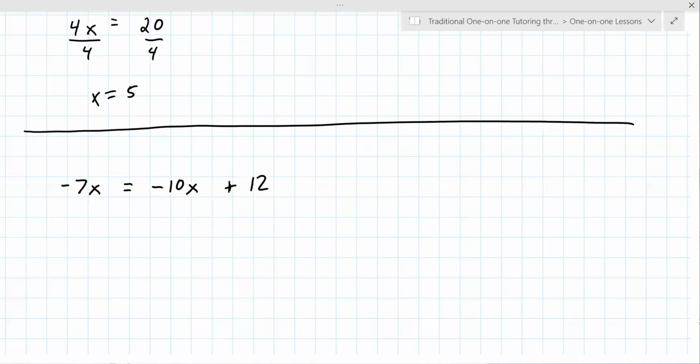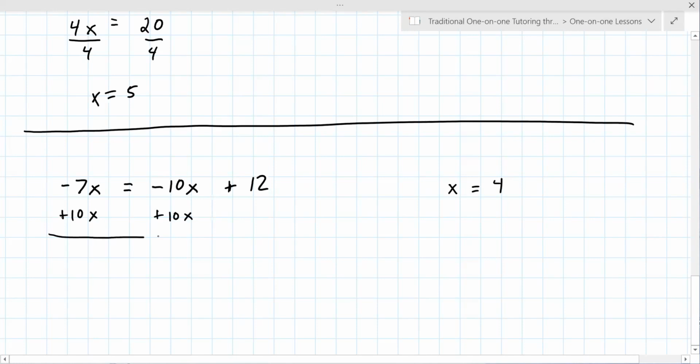X equals -4, where 10 it's just negative 7 minus 10, negative 10 minus 10. What is your final answer? 4. Okay. So we're going to add 10x to both sides. Hopefully you see that you add because there's a negative there. So that's 3x, negative 7 plus 10x is 3x equals 12. And then you divide by 3 on both sides of the equation. So x definitely equals 4.